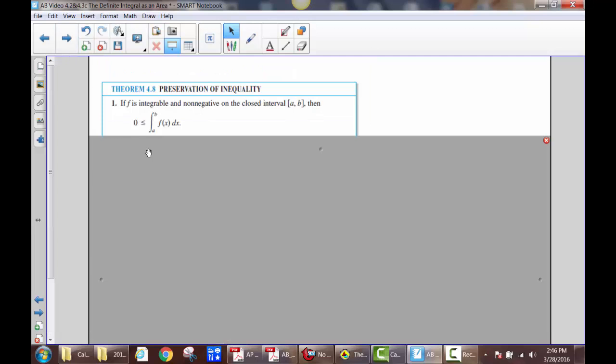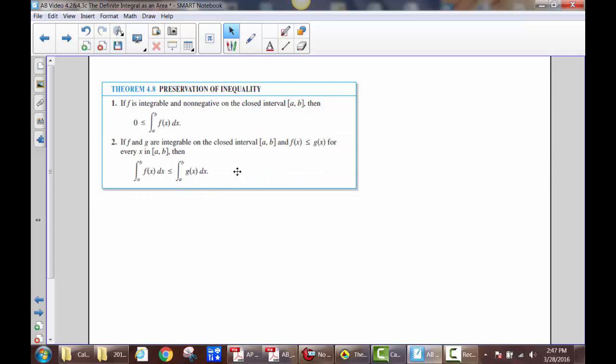Okay, and then the last one is if f is integrable and non-negative, in other words, above the x-axis or on the x-axis on the closed interval from a to b, then you're going to get a positive area. Okay, we already knew that. And obviously here, which we'll see later, if they're both bordered on the left and the right by the same thing, if f of x is lower than g of x, then the area bounded by f of x and the x-axis is going to be smaller than the area bounded by g of x.